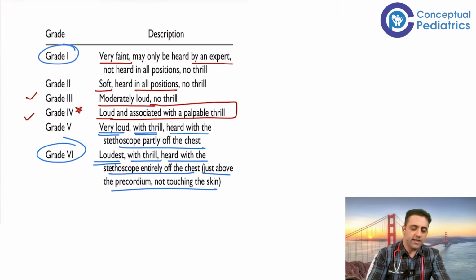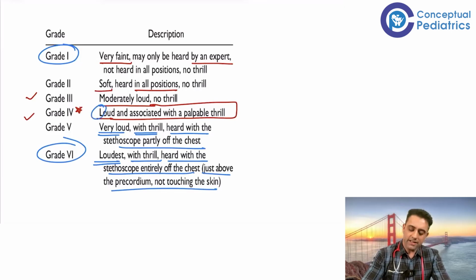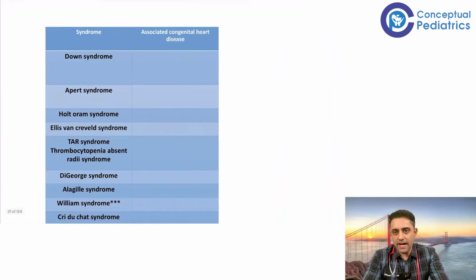So I'll repeat again, there are 6 grades of murmur. Grade 1 is very faint, grade 2 is soft, which is heard in all positions, grade 3 is moderately loud, grade 4 is loud with a thrill. Loud has an L and thrill has an L, loud with a thrill. Grade 5 is very loud and stethoscope partially off the chest, and grade 6 is loudest, where the stethoscope is entirely off the chest.